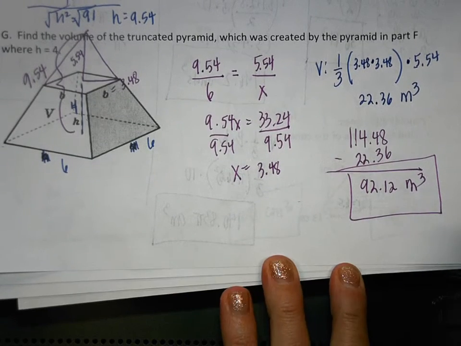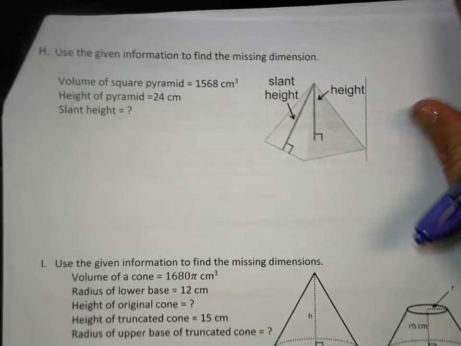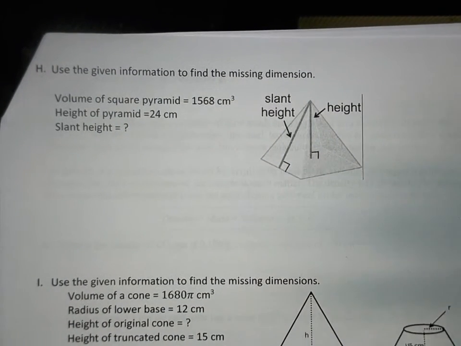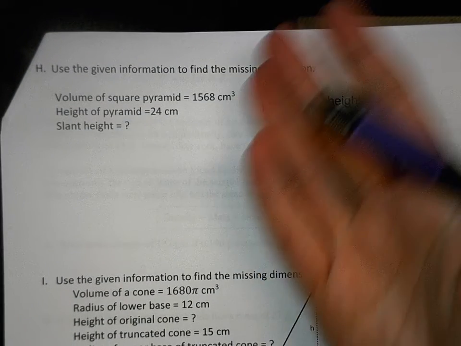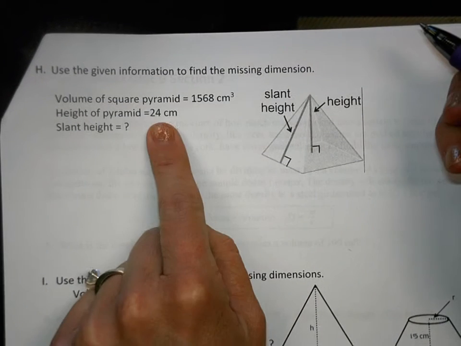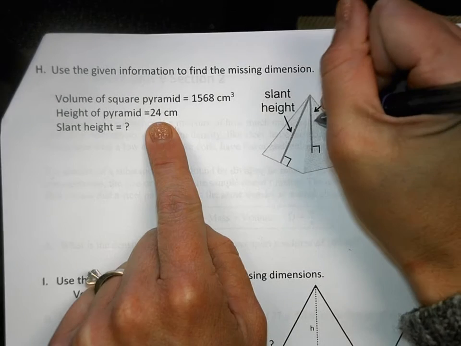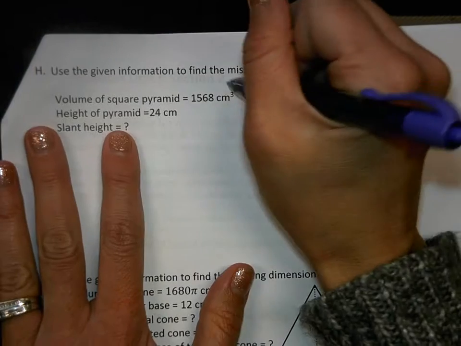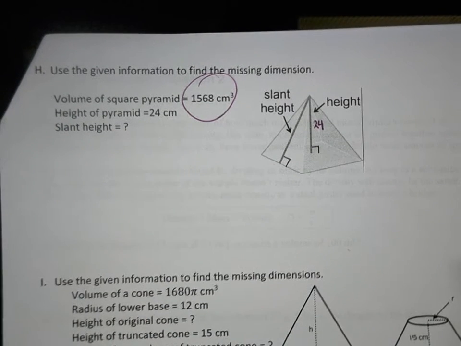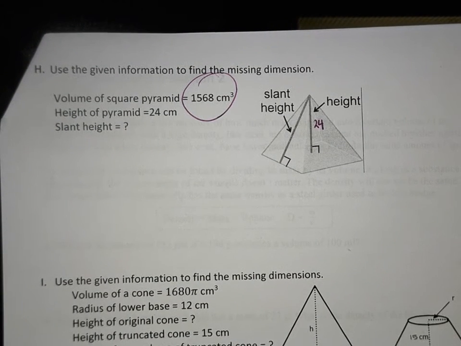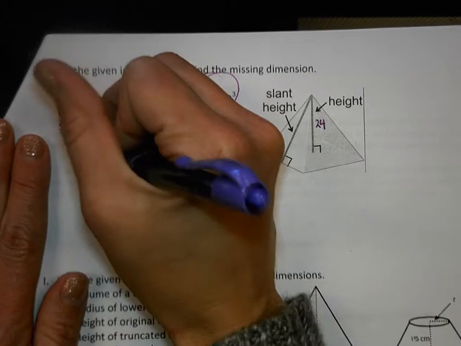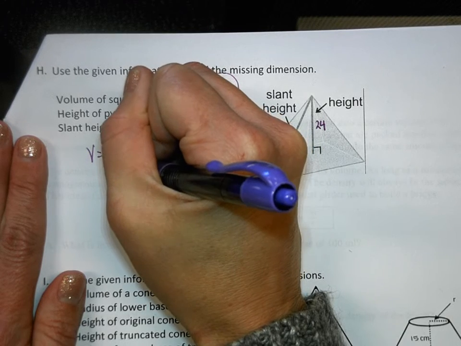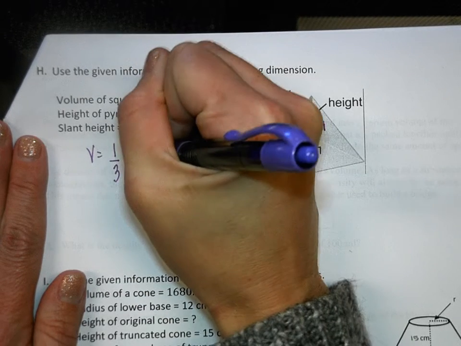Okay. So now, sometimes they will give us information and want us to find something different. Here is a square pyramid. They are telling us the height of the square pyramid is 24. And they told us the total volume is this. Now, let's write out our equation for the volume of a pyramid. We're just going to write the actual equation. Volume equals 1/3 base area.